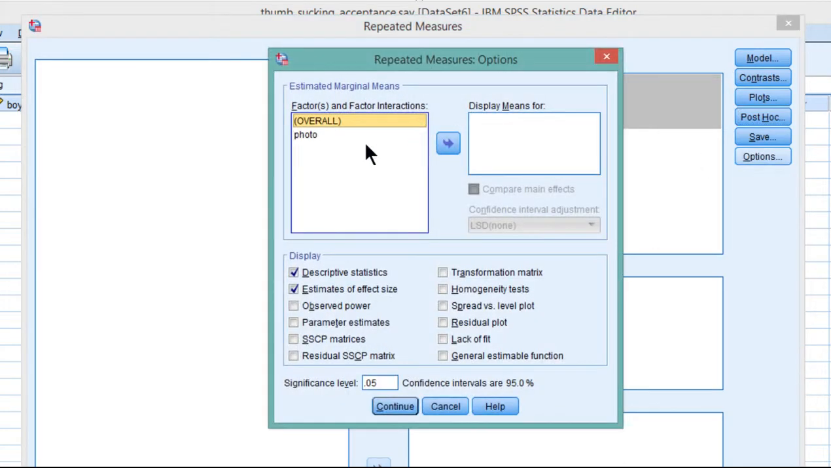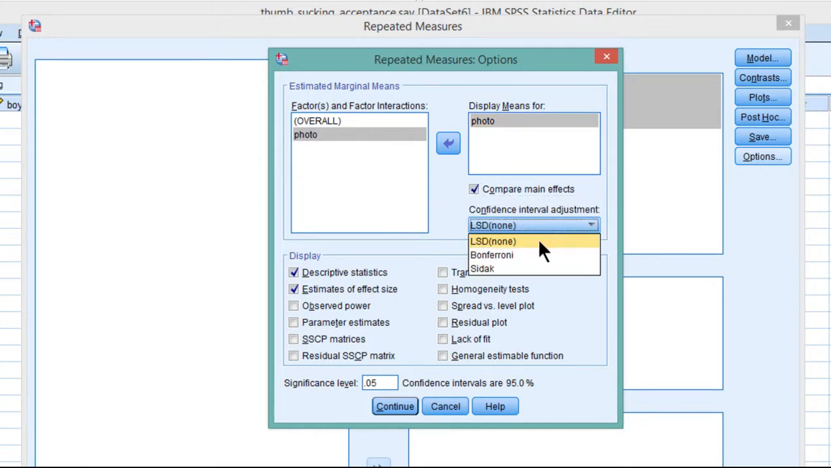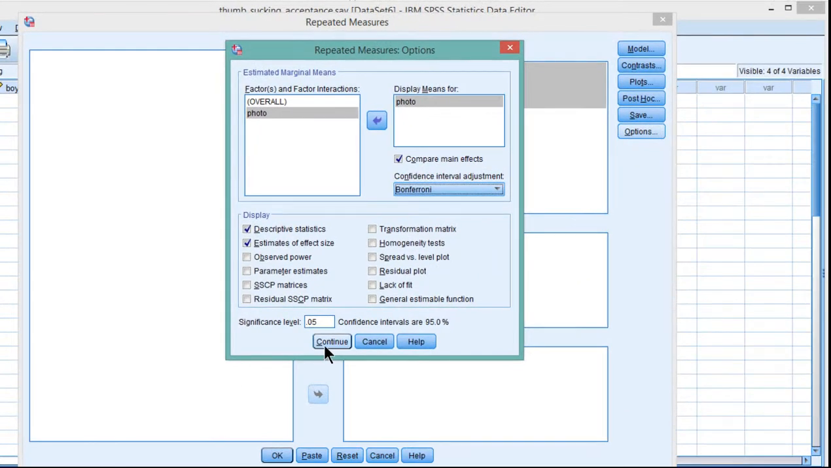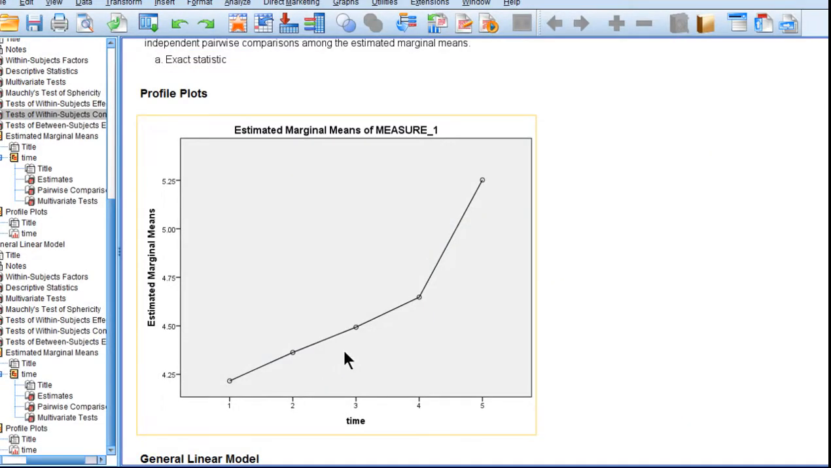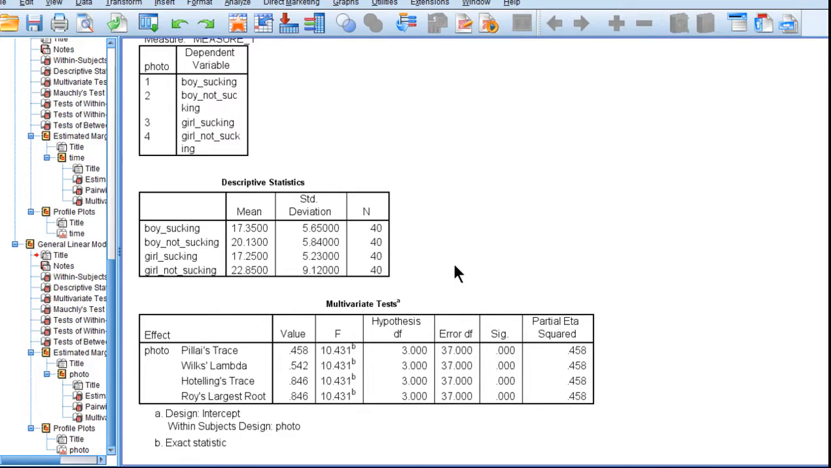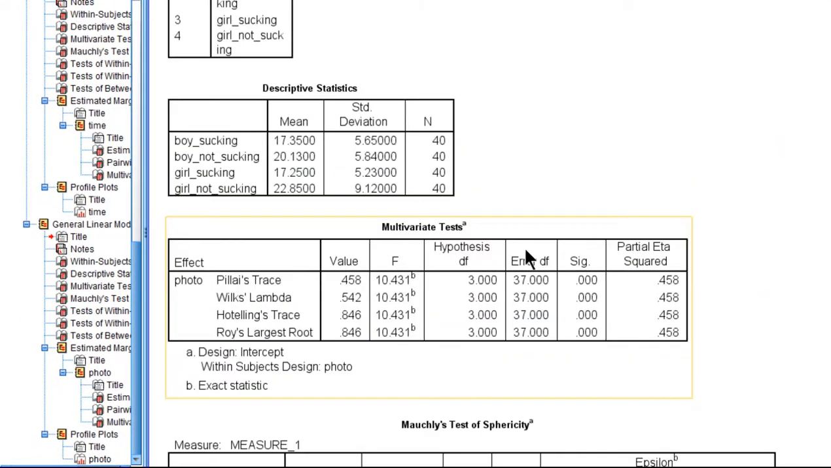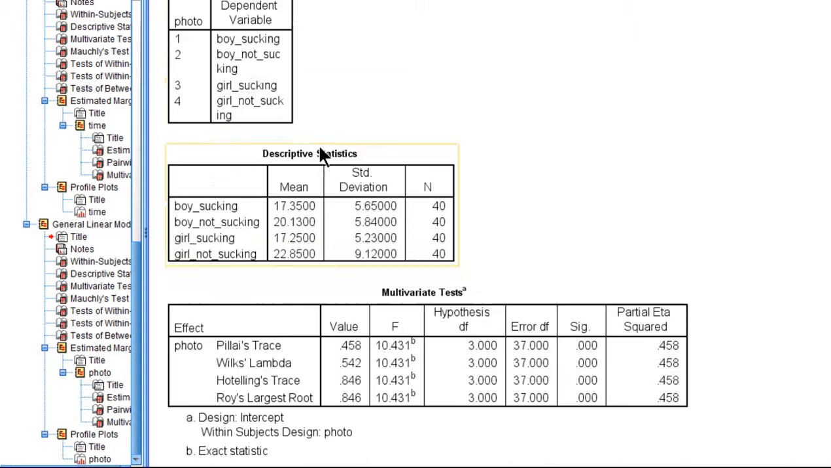Trend analysis only makes sense when there's some sort of order associated with the independent variable levels. So you're left with having to put photos in here, compare main effects, and because we have more than 3 levels, we can't do the LSD, but we can do the Bonferroni. Now, because we're doing Bonferroni, we don't actually need to do the ANOVA. We could go straight to the comparisons, but I'll just follow through with the entire analysis that's outputted by SPSS.